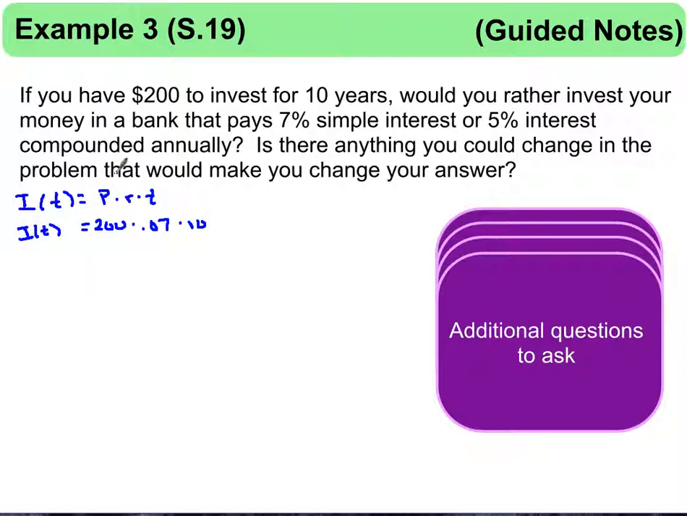So 200 times 0.07 times 10 years, the interest that I get on that is going to be $140. So if I take my 200, which is the initial, and I add my 140, I get $340.